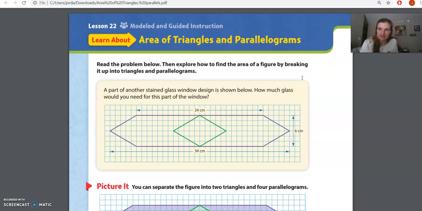So area of triangles and parallelograms, so what we're working on right now. And yesterday's work had you looking at areas of polygons and weird shape things, and you should have found at the end that the equation for the area of a triangle is half the length times the width, or half the base times the height. And we know that base times height is the area of any four-sided figure.